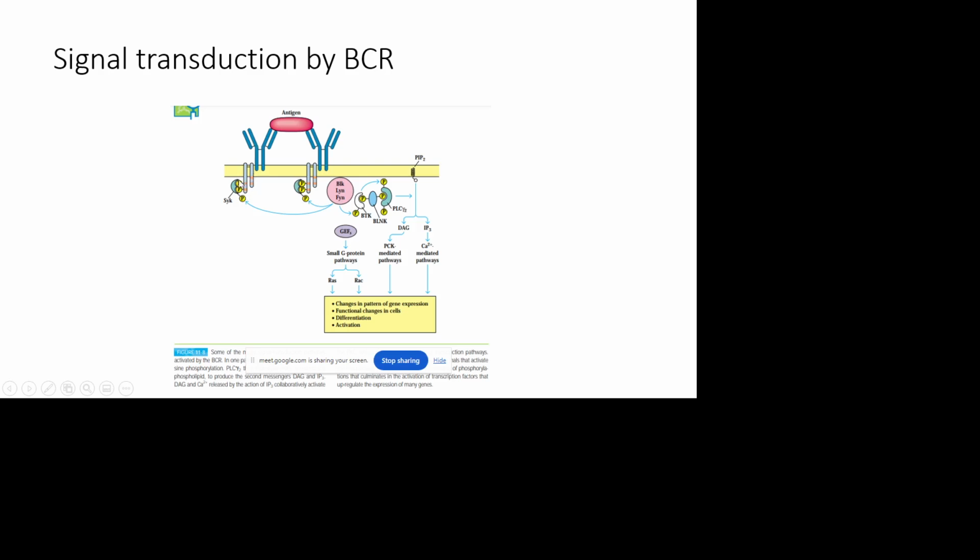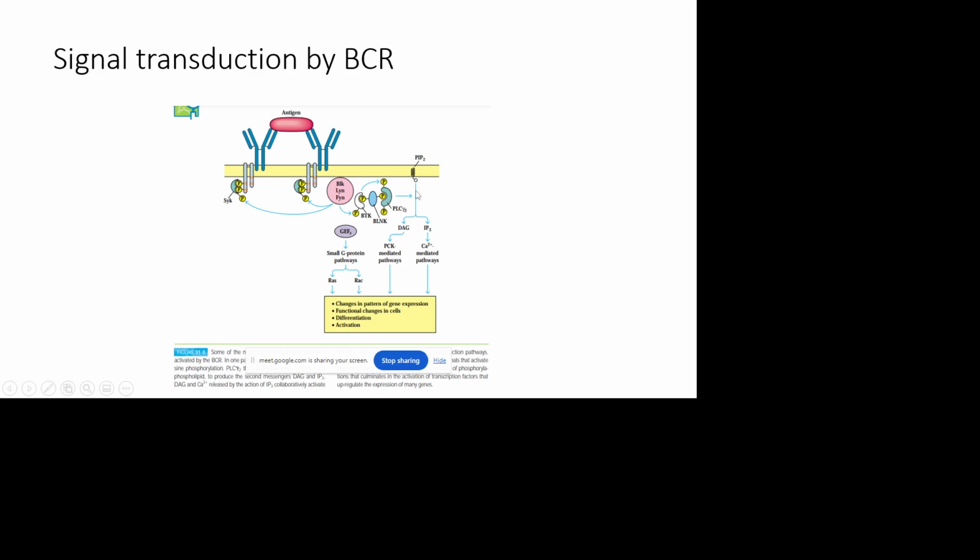Then the associated Ig alpha, Ig beta, as we know, will be phosphorylated by the SRC family kinases, BLK, LYN or FYN. After this phosphorylation, SYK kinase will come and dock to this phosphotyrosine motif of the ITAM, and this will in turn phosphorylate its substrate, which is BTK. After this BTK, BLNK and PLC gamma, right? After that PLC gamma phosphorylation, PLC gamma is activated.